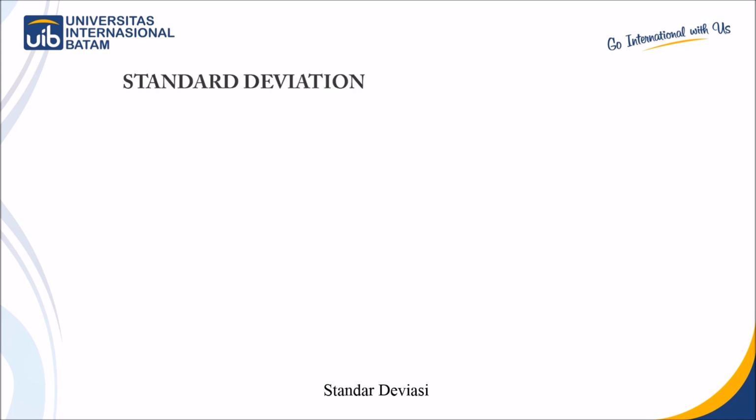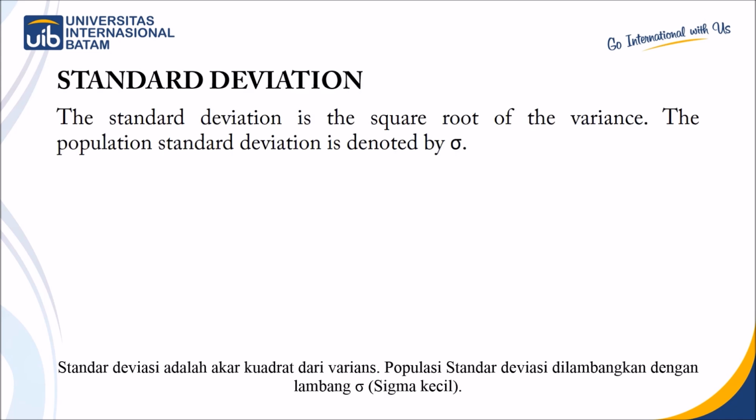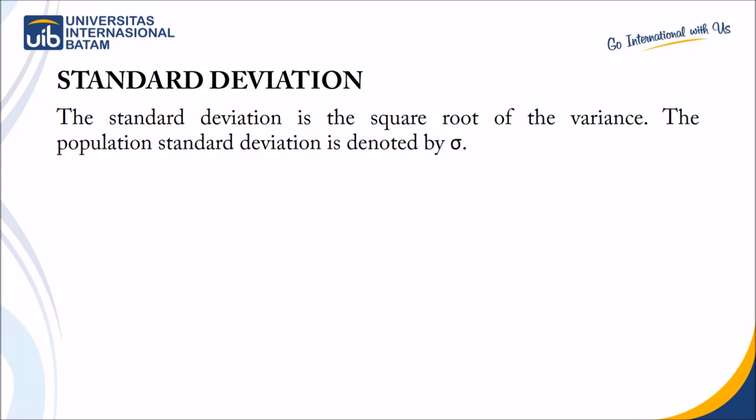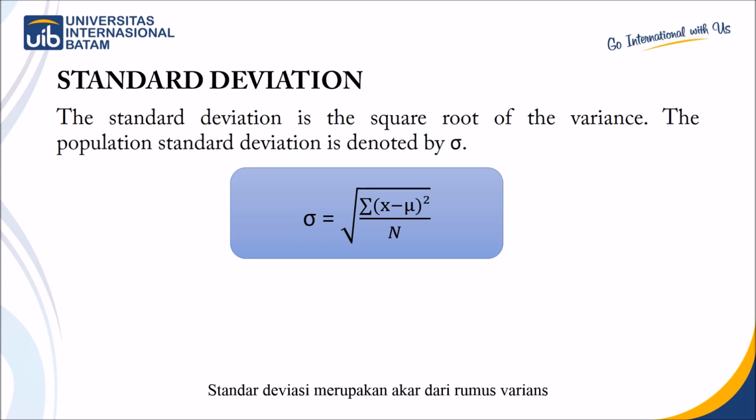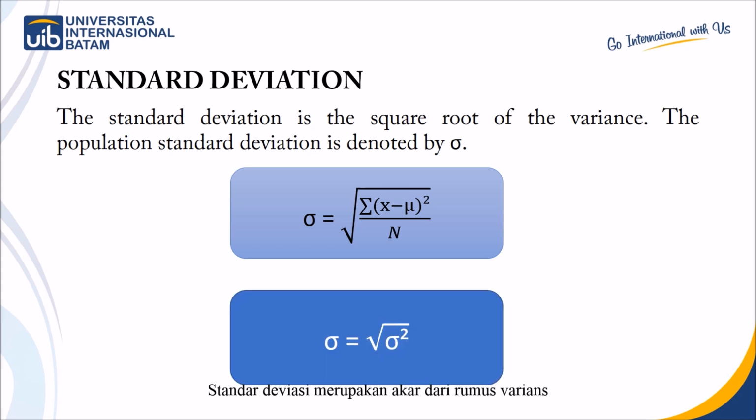Standard deviation. The standard deviation is the square root of the variance. The population standard deviation is denoted by lowercase sigma. This is the formula of standard deviation. As you can see, standard deviation equals the square root of the variance.